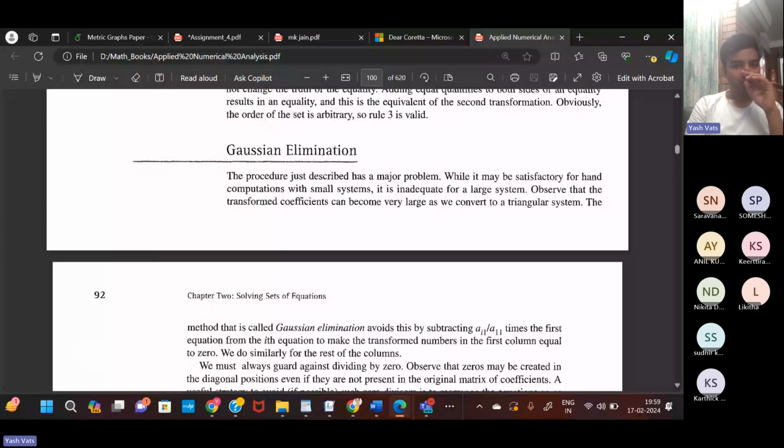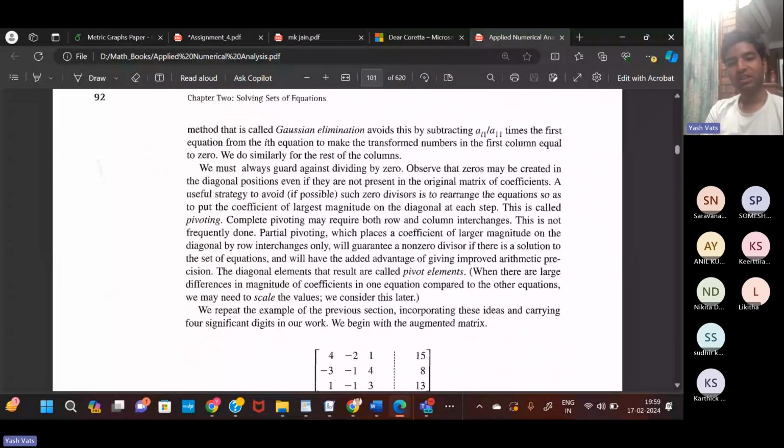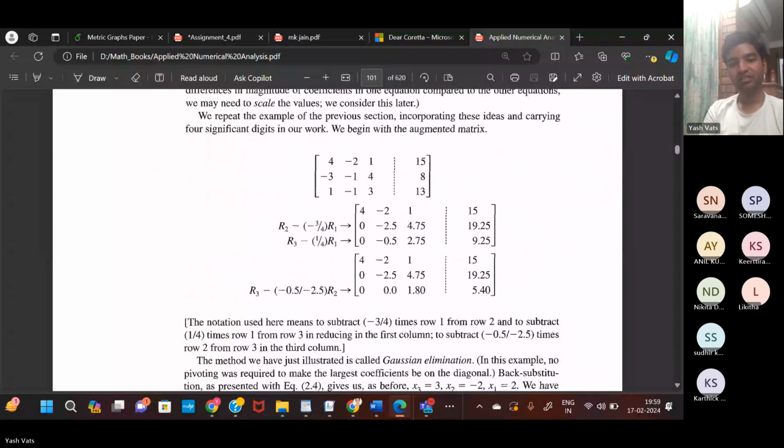Okay, Gaussian elimination. What we do in Gaussian elimination, tell me. In this matrix, you try to reduce it to an upper triangular matrix, by row operations. You know row operations? Yes, sir. This is just easy, I think.